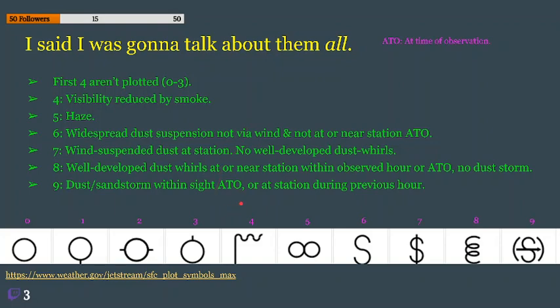Number 4 means visibility reduced by smoke. Number 5 is haze. Number 6 is widespread dust suspension not via wind and also not near or at the station at time of observation. 7 means that there is wind suspended dust at the station, but no well-developed dust swirls. Number 8 means that there are well-developed dust swirls at or near station within observed hour or ATO with no dust storm. Number 9 means that there is a dust storm within sight ATO or at least at the station during the previous hour.